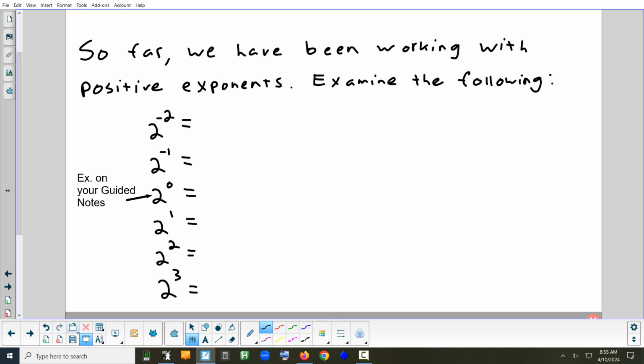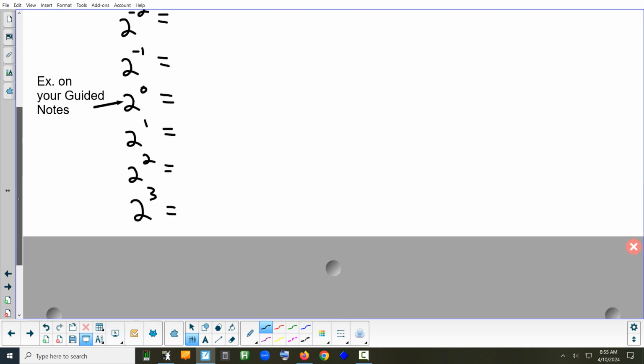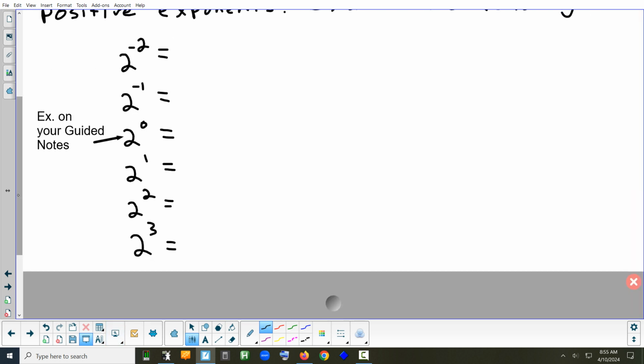I don't think I put this on your guided notes, so this is something we're just going to look at together. I want to see if we can figure out what happens when we get negative exponents by looking at a pattern. Okay, so let's start with 2 cubed. What do you get if you do 2 times 2 times 2? 8. Okay, you get 8.